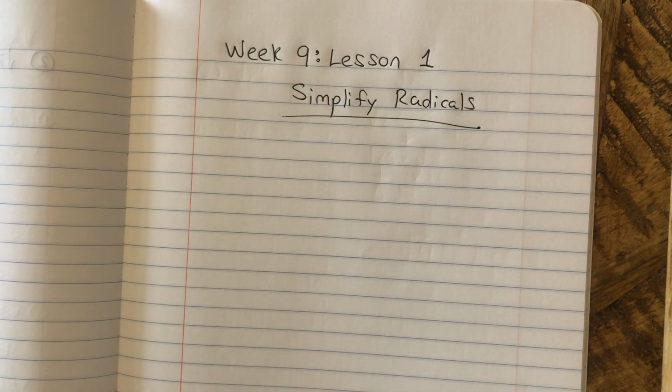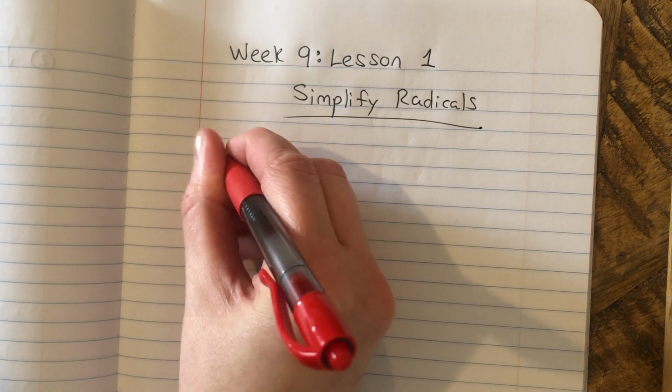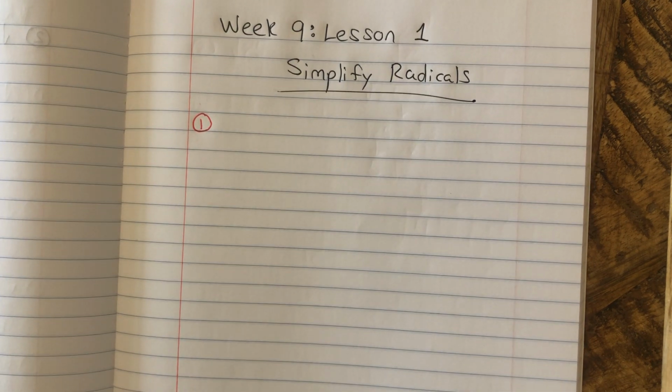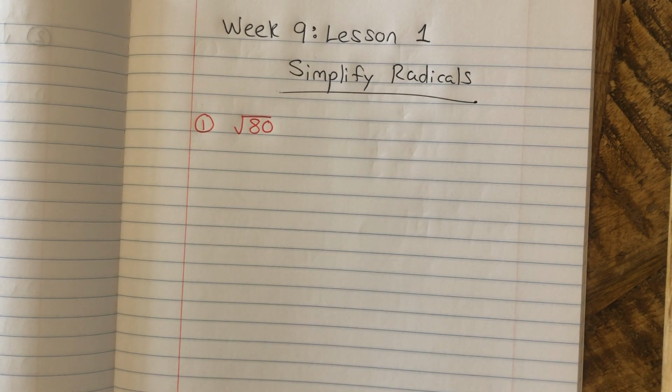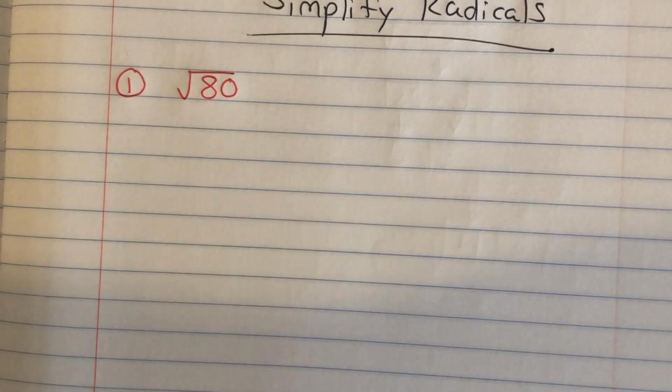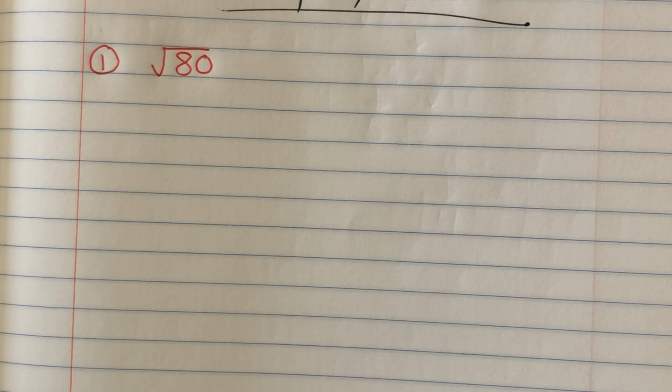So now I'm going to go ahead and jump back to our page for this week, week 9, lesson 1. And I want to go over a couple of the problems. I'm going to start with number 1. Problem number 1 on the worksheet says the square root of 80. So I know from my steps that the first thing I want to do is identify the largest perfect square that 80 is divisible by.